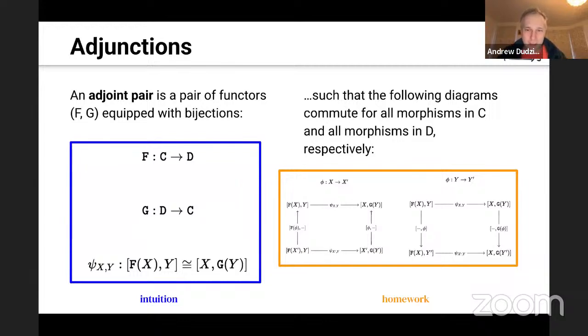So here, what is this thing on the right saying? It's saying that this psi, this bijection between these two sets of arrows, has to be natural. And what natural here means is anytime we have a morphism x to x prime, it has to behave in a predictable way. And anytime we have a morphism y to y prime, it has to behave in a predictable way. So this is the simplest definition I know of adjoint functors. But I think, again, thinking of it as maps out of F is the same as maps into G will get you most of the way there.